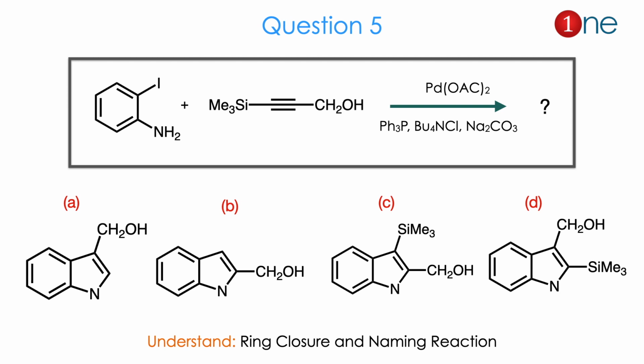Here 4 products are given. The products are difficult to guess because the annulation happens there. The question is about where selectively the annulation occurs with respect to the CH2OH group, as well as whether SiMe3 is removed from the system or not. So ring closure definitely occurs because you have indole formation, and one named reaction is involved here.